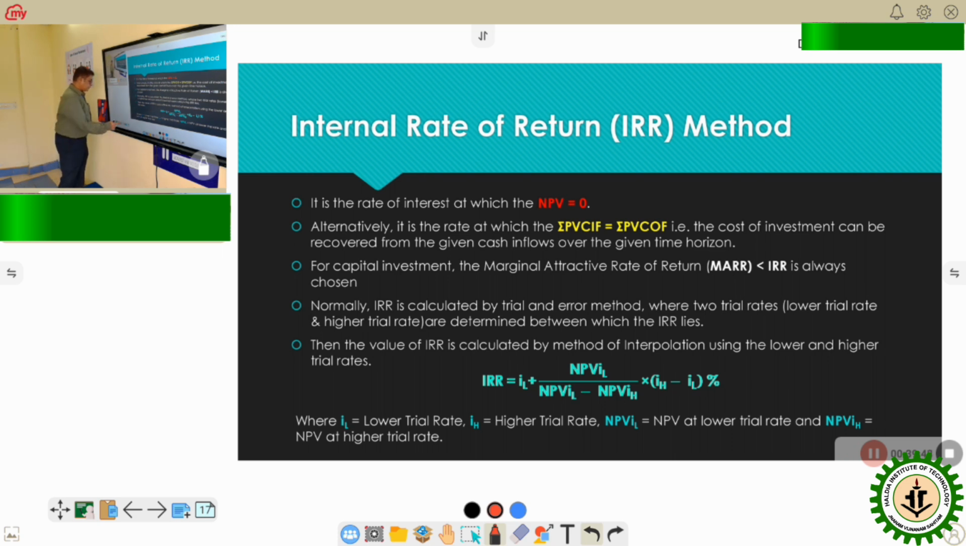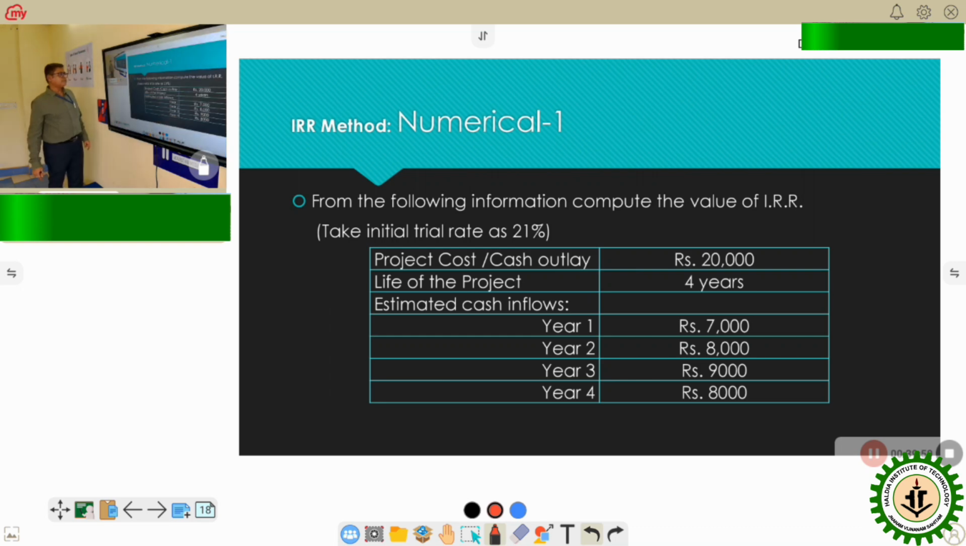Now let us go into a problem. In this case, one trial rate is already given, but in a practical scenario this rate will not be provided. So you have to start with 10%, then 11%, then 12%, and so on. Now the tactic, how far you should go for the calculation, that means where we should stop, needs to be determined.